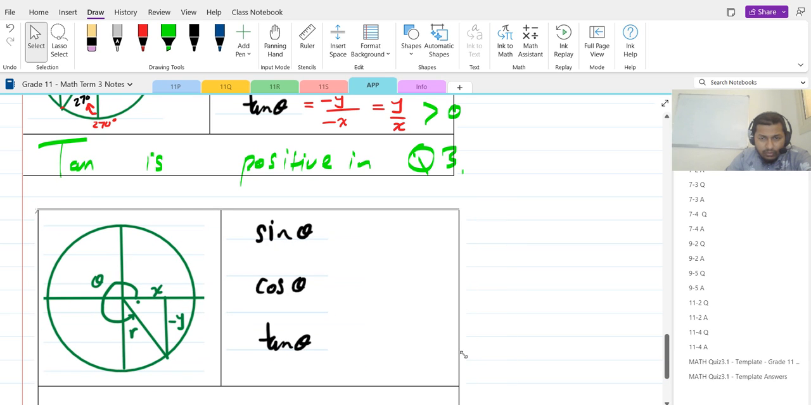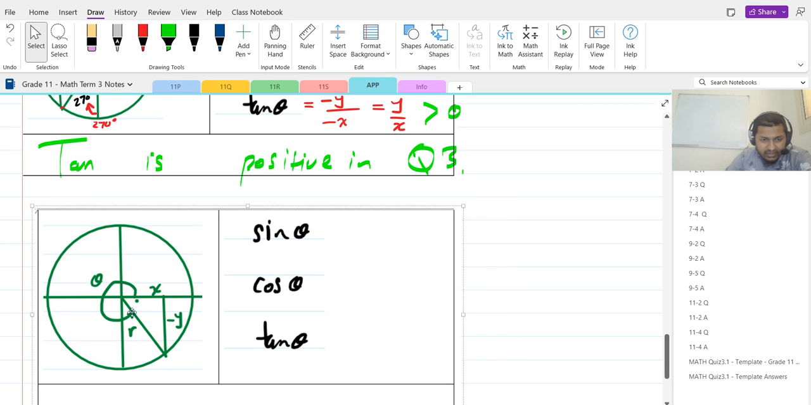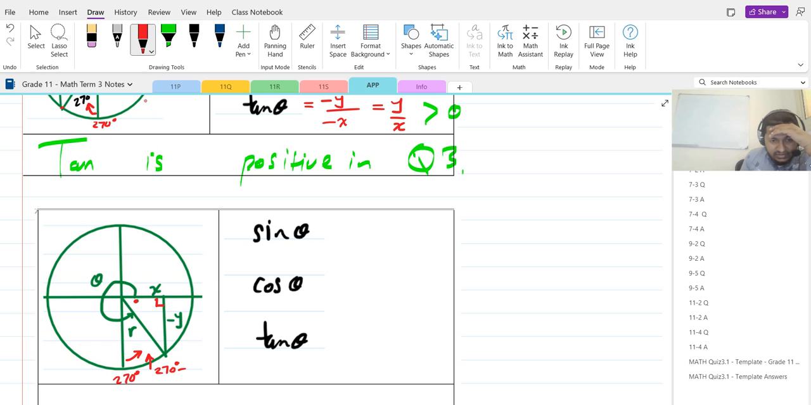In quadrant 4, we know x is positive, y is negative, and the radius never ever changes, always positive. Remember, this is a 90 degree there, and that's your reference angle, 360 minus theta. If you're going past 270, that's going to be 270 plus theta. And if you're going right around, that angle we said was 360 minus theta, because we're in quadrant 4.